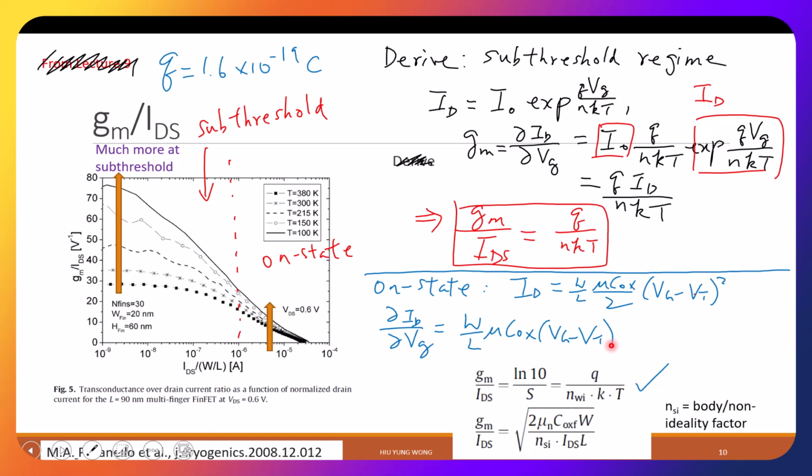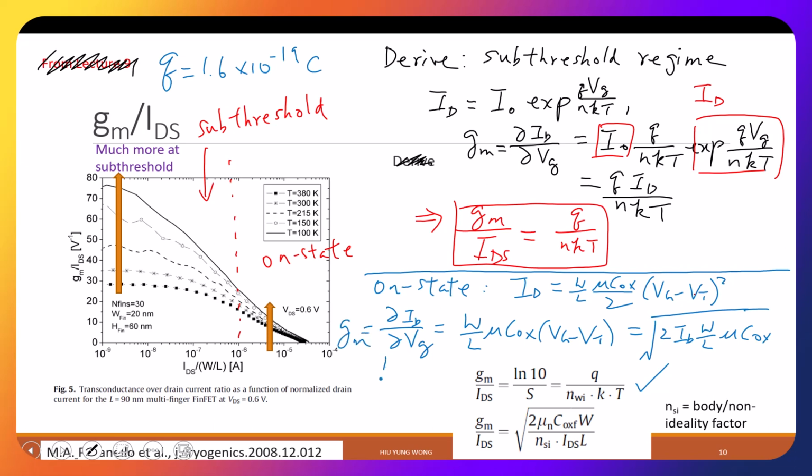Okay, so this we learned in E124, but if you forgot, that's fine. Just do a differentiation. This 2 and this 2 cancel out when you do differentiation. You got this, right? So we will further show that this equals, you just plug in, you will find that this is true, square root of 2ID W on L mu C ox. And then you just go through them, and this is GM, of course.